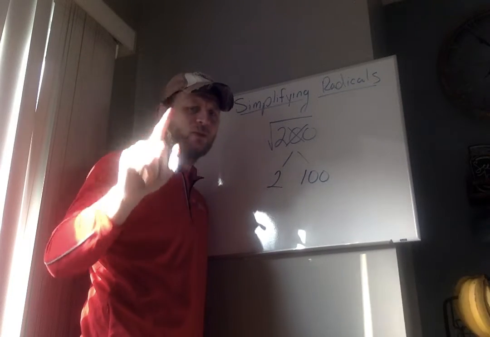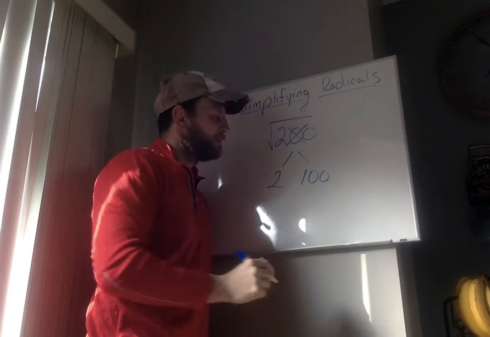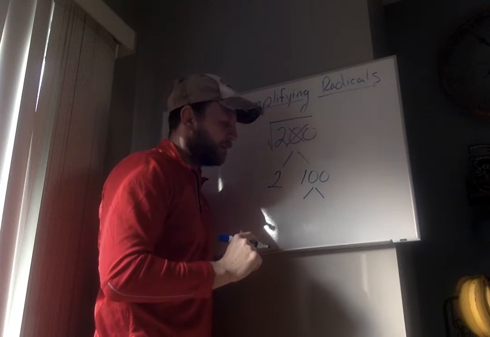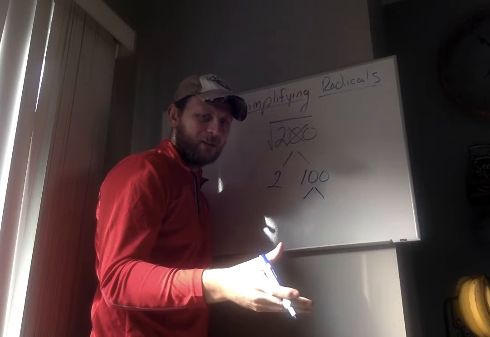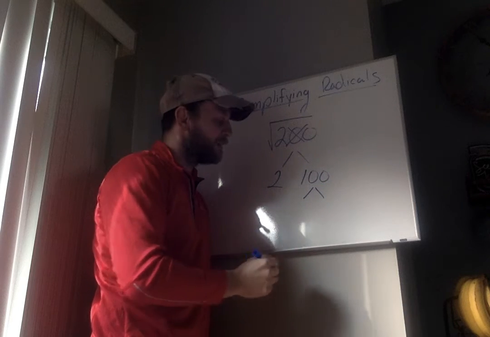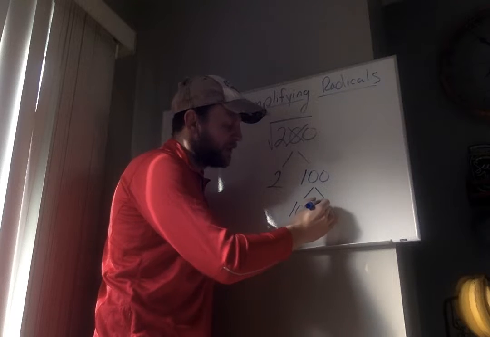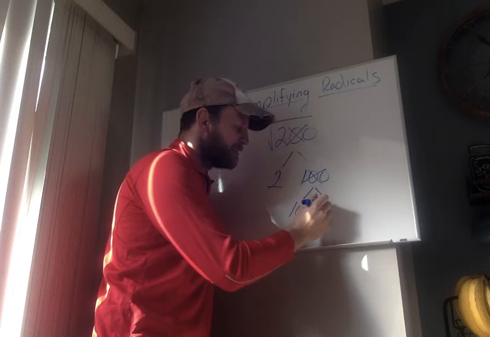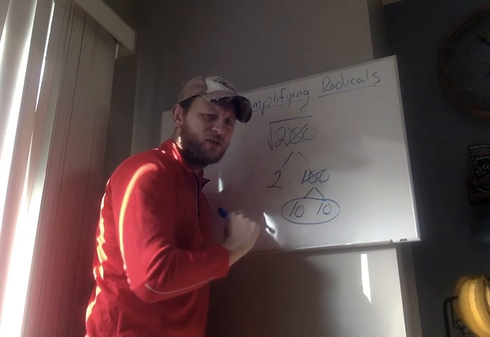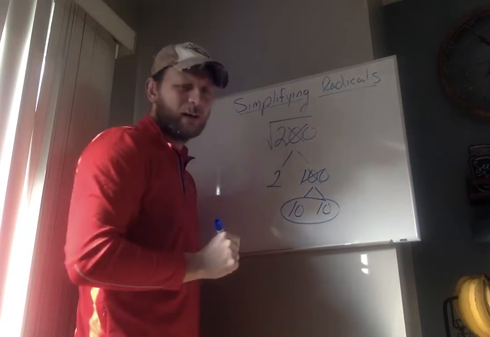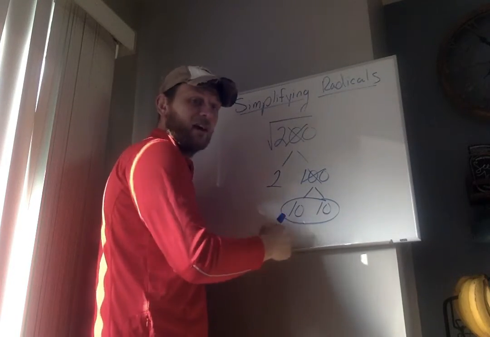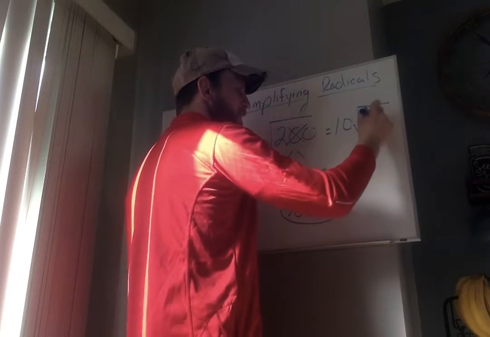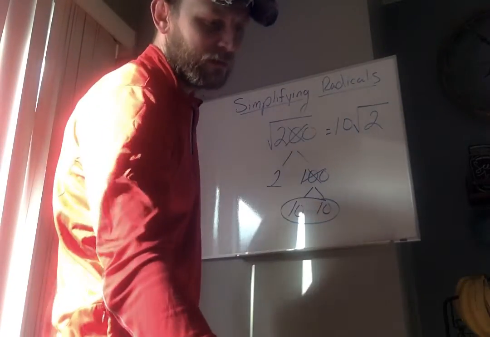Remember, the key here is I'm looking for pairs. So when I break down 100, I'm looking for a pair of numbers. Okay? It doesn't have to be the smallest pair or the biggest pair. I'm just looking for a pair. So watch how I break down 100. 10 and 10. Now, if I can see those, the sooner the better. So notice I broke down 100 to 10 and 10. I have a pair of 10s. So I can circle it. So 10 goes outside, 2 goes inside. 10 root 2. Okay?